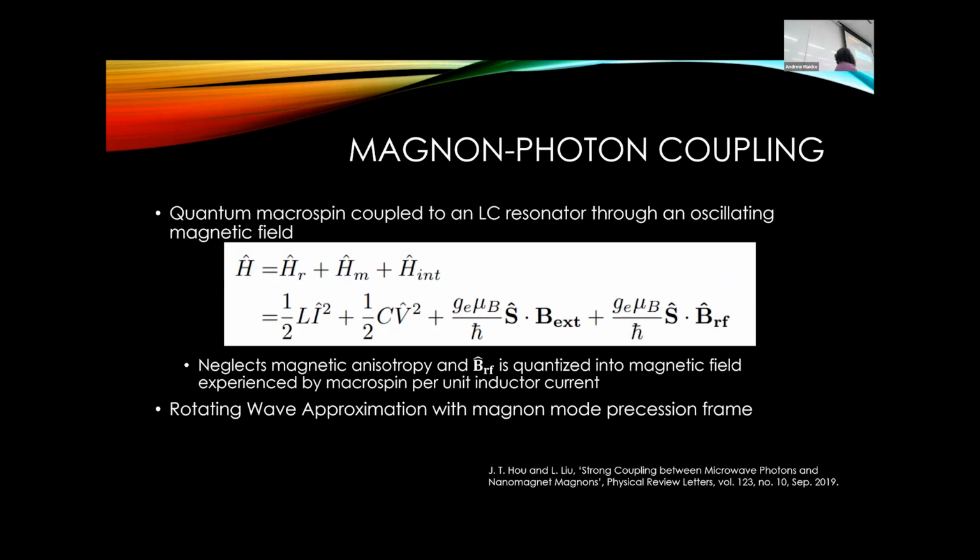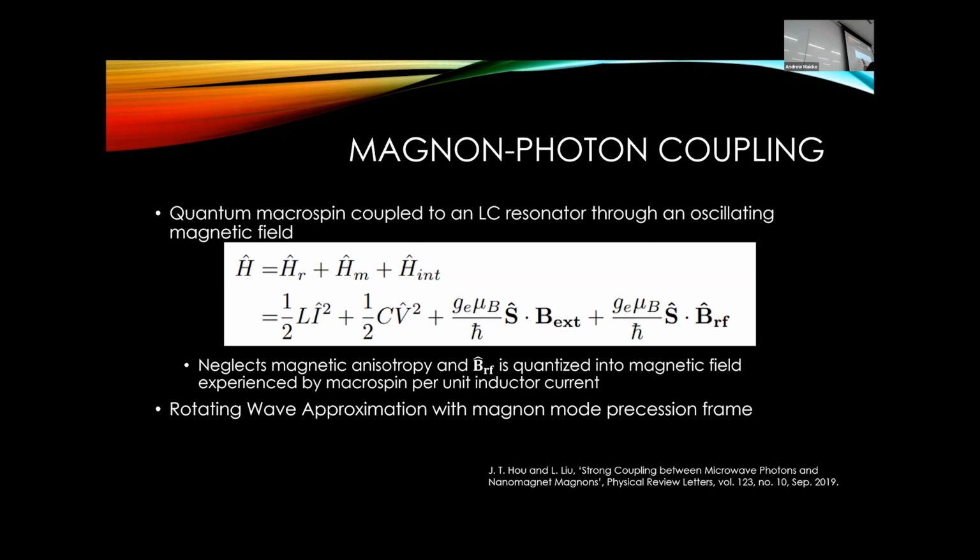If we want to couple magnons and photons, or magnons and superconducting circuits, then we need to use a Hamiltonian to describe the total energy of the system. We are coupling a macro spin to an LC resonator through some oscillating magnetic field. So we have three Hamiltonian terms. The first one, these two terms right here, describes the internal energy of the LC resonator, which you can see is quantized into your current and your voltage that you apply.